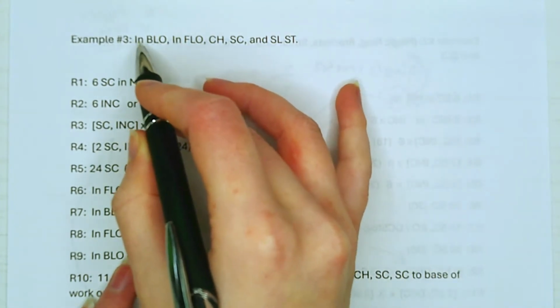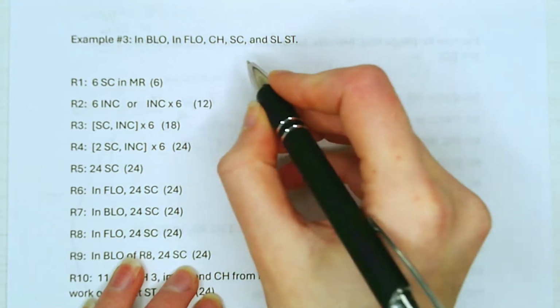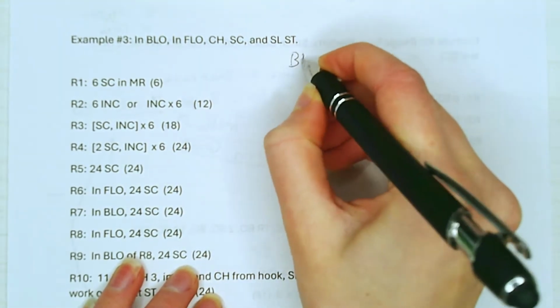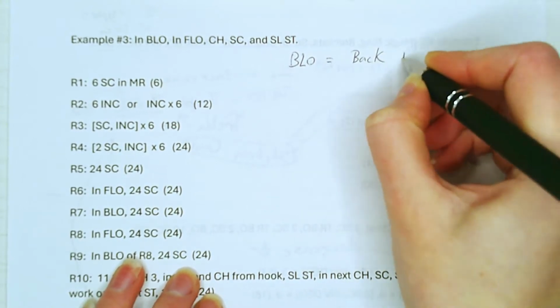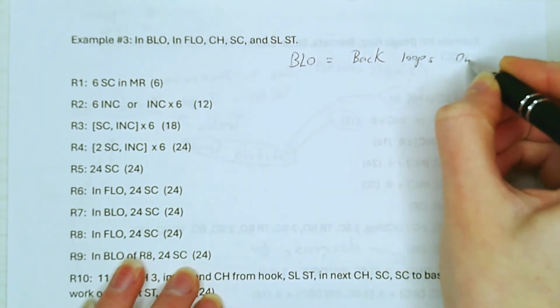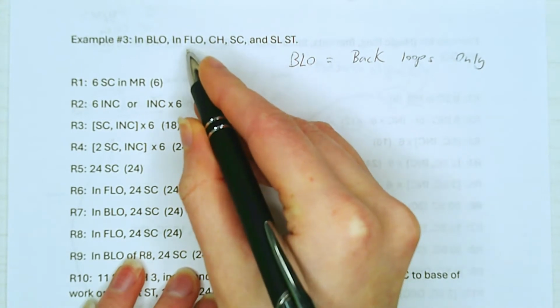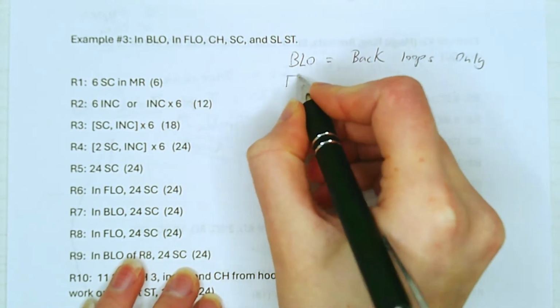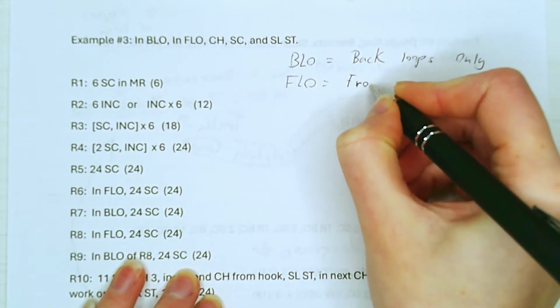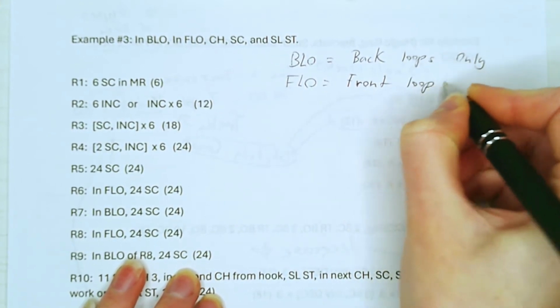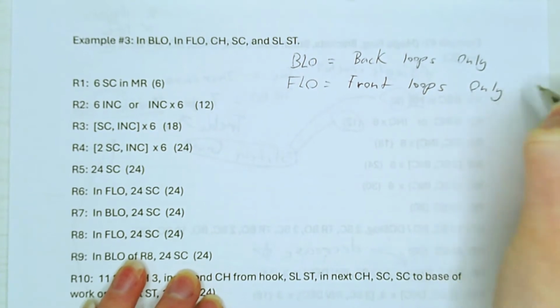So we have BLO, which stands for back loops only, and then you have an FLO. So FLO just stands for front loops only.